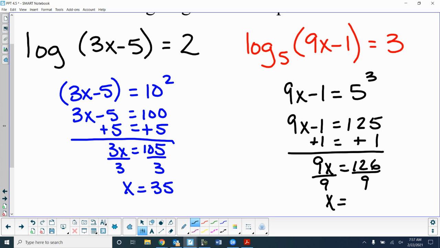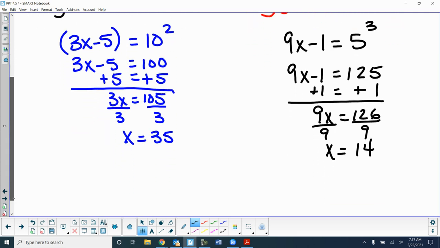What's that, 14? Again, they won't always come out to whole numbers real nice. That's okay. Those two examples make sense? Eaton, making sense to you? You sure?